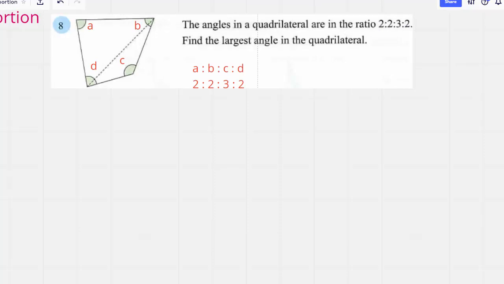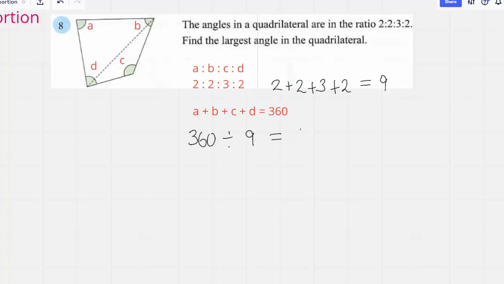A key fact that you should know at this point is that the total angles in a quadrilateral add up to 360 degrees. Now we're going to use all of these facts to help us solve the problem. Step 1, we need to add up the ratio numbers. Step 2, we take the 360 and we divide it by the 9. So that means we're going to have 40 shares, 40 rounds of dishing out the angles.